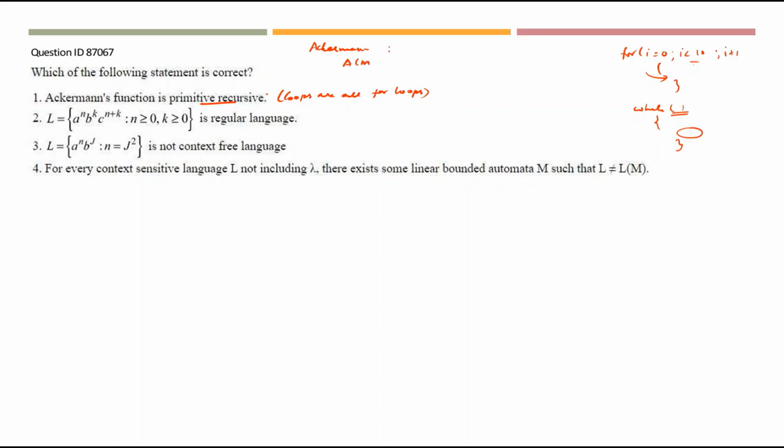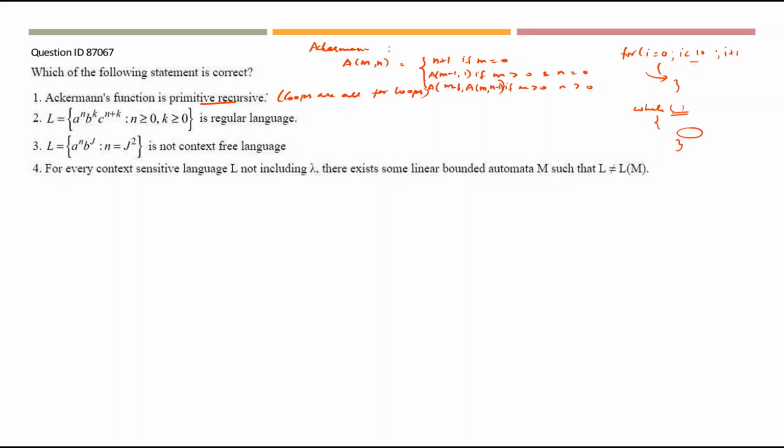This is represented by A of m comma n. There are three conditions here. If m is equal to 0, it is n plus 1. If m is greater than 0 and n is equal to 0, it will return A of m minus 1 comma 1. So it's a recursive function. There is no doubt with this format, but we have to check whether it is primitive recursive. If m is greater than 0 and n is greater than 0, the call will be A of m minus 1 comma A of m comma n minus 1.